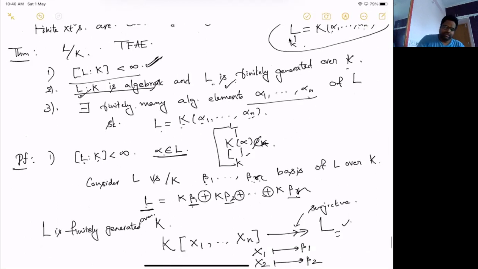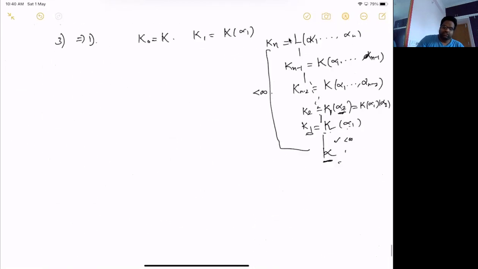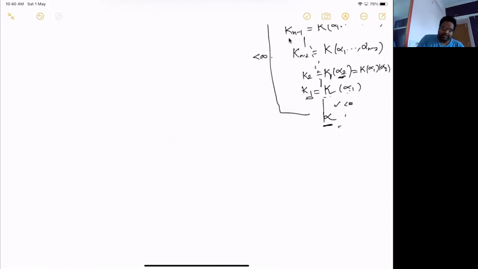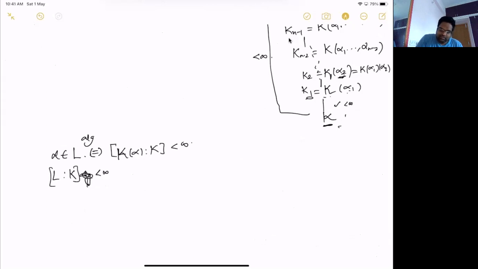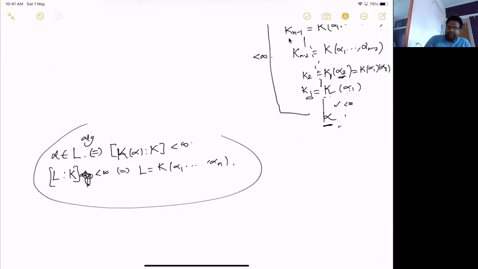So this theorem is actually an extension of our previous theorem, which characterizes algebraic elements. So alpha belonging to L is algebraic if K(alpha) over K is finite. That was the previous theorem, and based on this theorem, we show that L over K is finite if and only if L is equal to K(alpha 1, ..., alpha n) with each alpha i algebraic. So this is how you characterize finite extensions. This is a trivial consequence of this basic theorem. Okay.